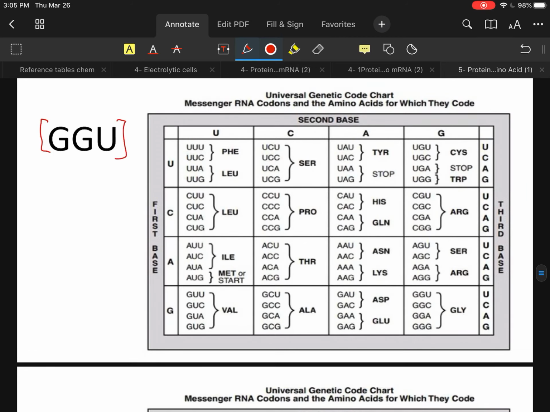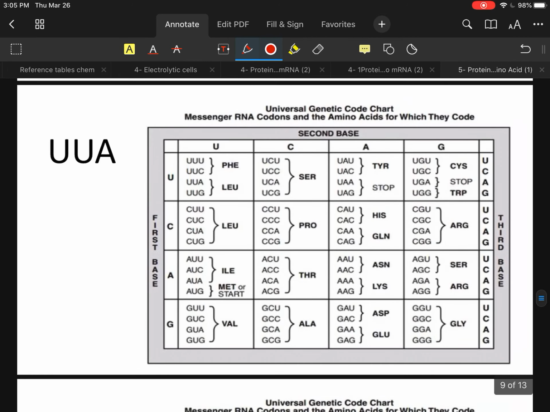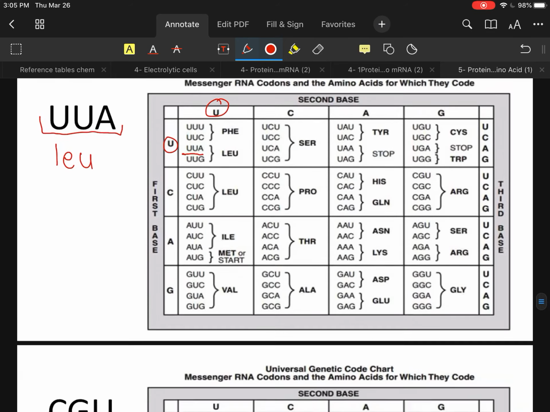GCU. If the ribosome reads this, which amino acid will it join to the amino acid sequence? First base is G, second base is C. GCU codes for GLY. And you don't have to put them in capital letters like they are in here. I actually personally like to write them lowercase, but it doesn't matter. One more example, UUA. Which amino acid will this mRNA base sequence code for when the ribosome reads it? First base is U, second base is U. UUA stands for leucine, which is an amino acid.